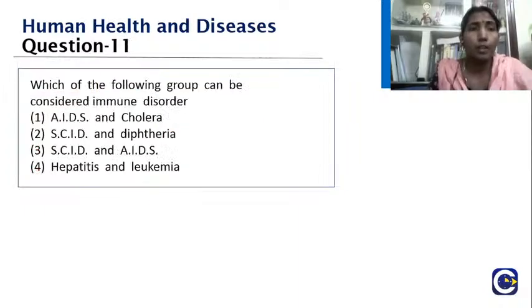Good. Which of the following groups can be considered an immune disorder? So which is something related with immune dysfunction? AIDS, cholera, SID, diphtheria, SID and AIDS, hepatitis and leukemia. Yes, please answer this. What should be the answer? Children, I am waiting for it.